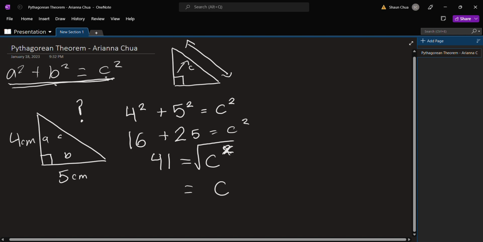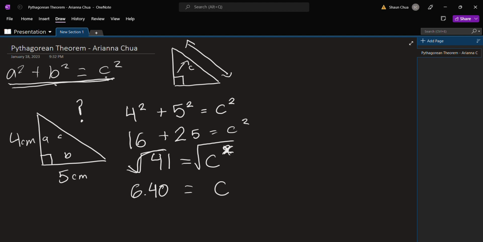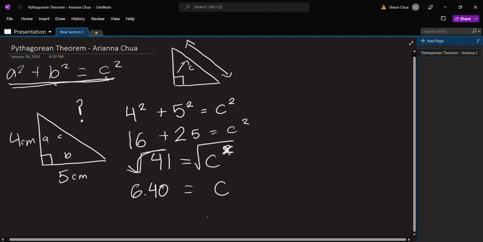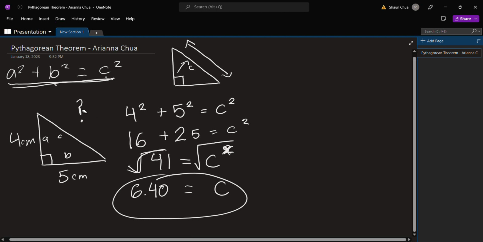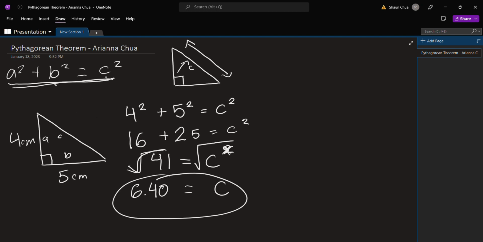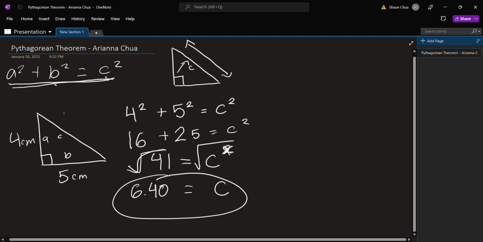But what we do to one side, we have to do to the other. So we have to square root our 41, which equals 6.40. Now we can see that our solution is 6.40, which is equal to our c. So on our diagram here, we can say that our c value is 6.40.